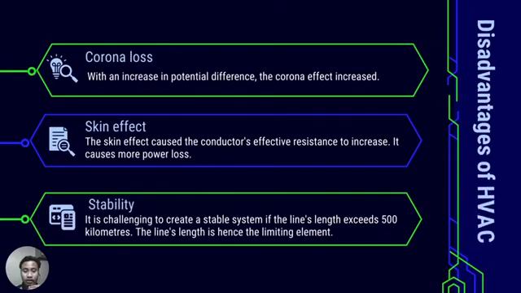Next, disadvantages of HVAC transmission system. Corona loss. With an increase in potential difference, the corona effect increases. The power loss in the line and the disturbance in the nearby communication line are both caused by the corona effect. Second, skin effect. The skin effect causes the conductor's effective resistance to increase. It causes more power loss. The skin effect will cause the current density to vary. Third, stability. The stability of the power system is crucial for a reliable power system. It is challenging to create a stable system if the line length exceeds 500 km. The line length is hence the limiting element.